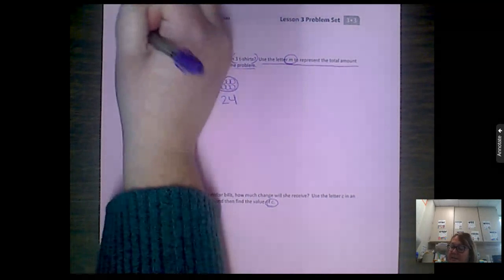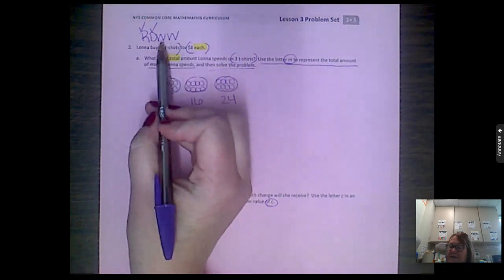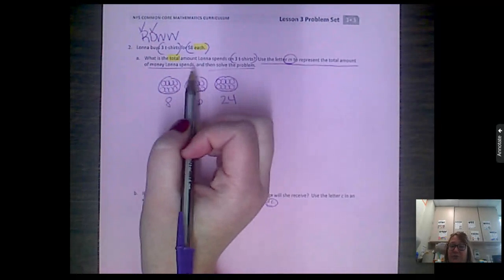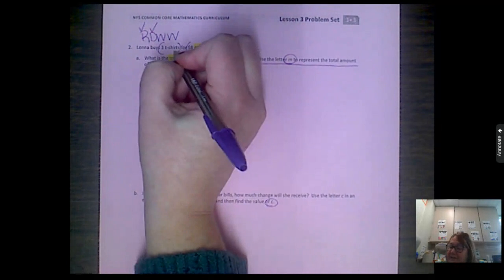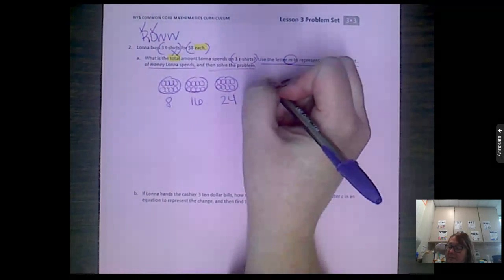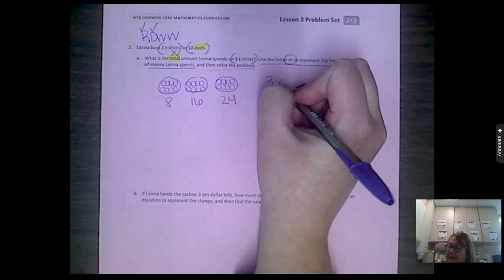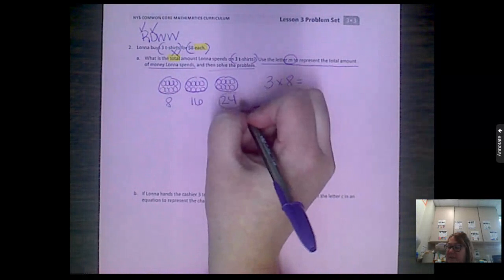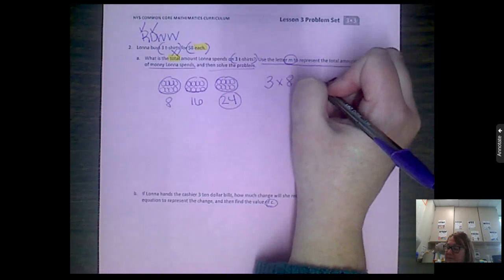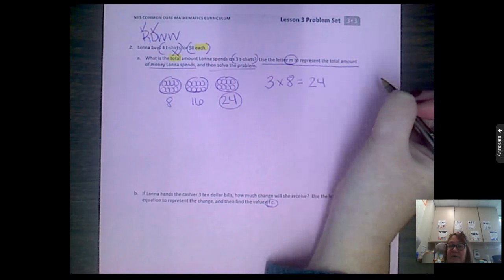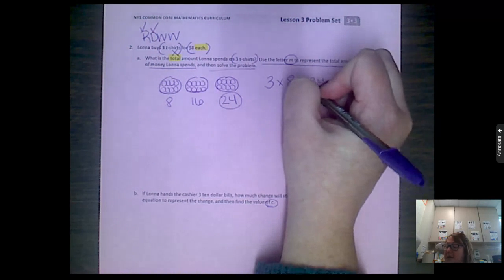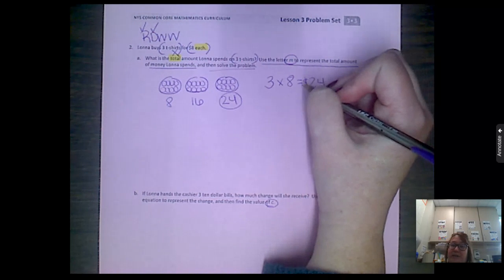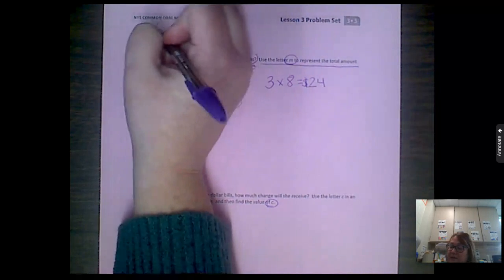So I did my read, I did my draw. The next thing I need to do is to write a number sentence. I didn't know the total yet. I was trying to find the total. So that means that I'm going to multiply. I have 3 groups times 8 in each group, and it equals, we found in our count up already, 24. And it's money, right? So it equals $24. Even though when we say $24, we say dollars after the 24, the dollar sign goes in front of the 24. Okay, check that off.